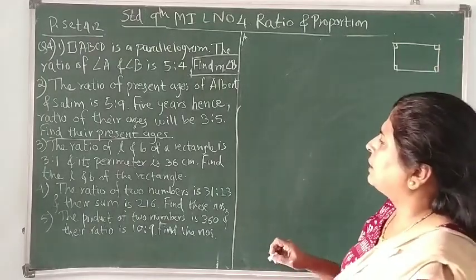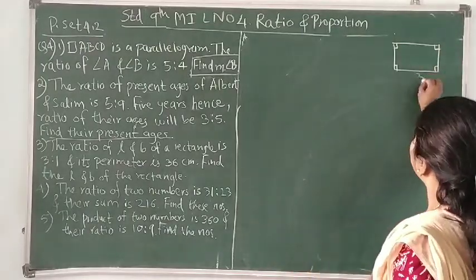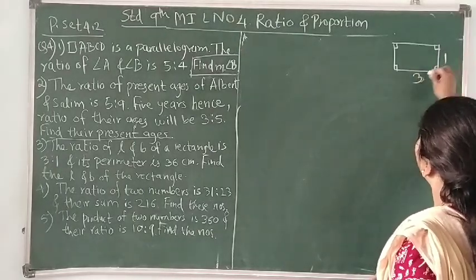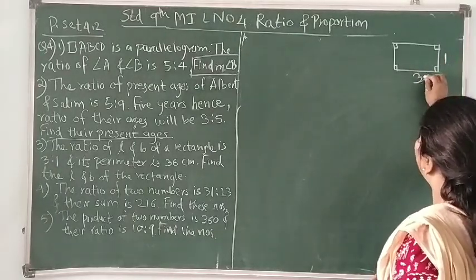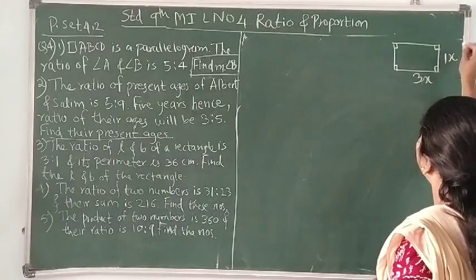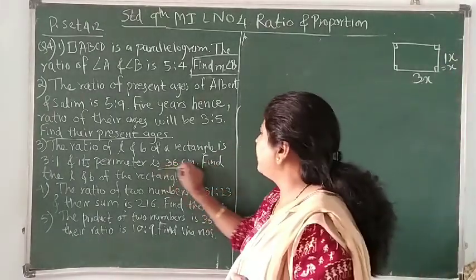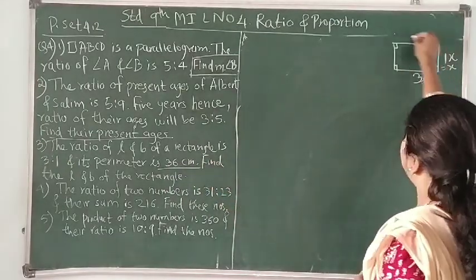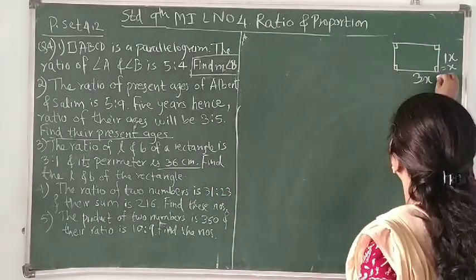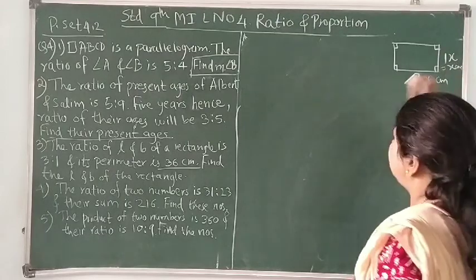The ratio of length to breadth is 3:1. This means if you multiply the numbers in the ratio by x, it will be 3x and 1x, which is just x. Now here, the perimeter means what? It's the sum of all sides. It is 36 centimeter, so you can take the unit as centimeter.